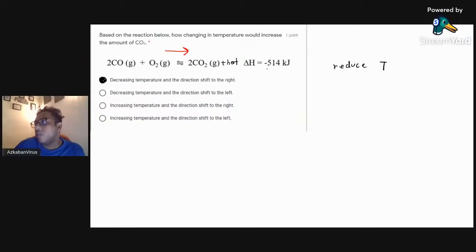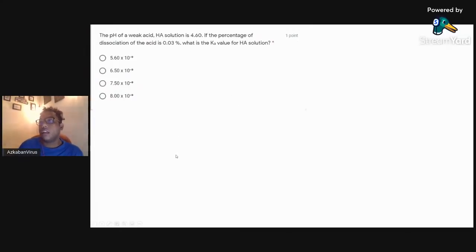Kita tengok delta H tu. Negatif kan? Heat release. So bermaksud heat ada bahagian produk. Ini soalan ni boleh cepat sikit lah. Next one.